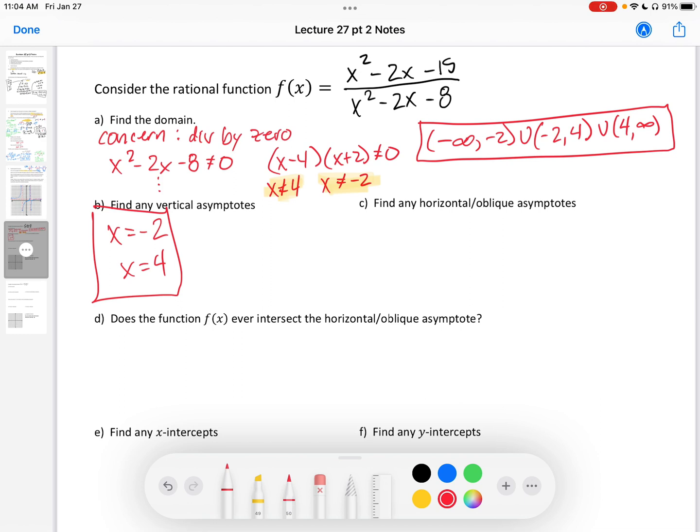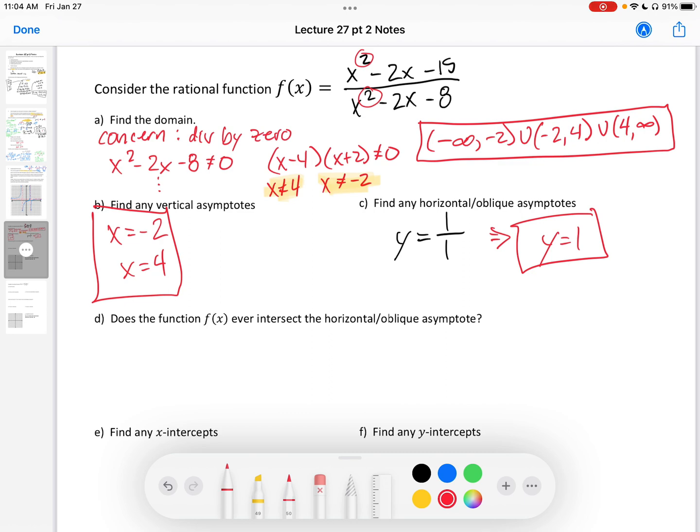Okay? Next, find the horizontal or oblique asymptote. So remember, when we do this, we're going to look, what's the degree of the top? What's the degree of the bottom? They have the same degree, so I'm going to look at y equals the leading coefficient of the first is 1. The leading coefficient of the second is 1. So I end up with y equals 1 is my horizontal asymptote. So I found my domain, I found my vertical asymptotes, I found my horizontal asymptote.